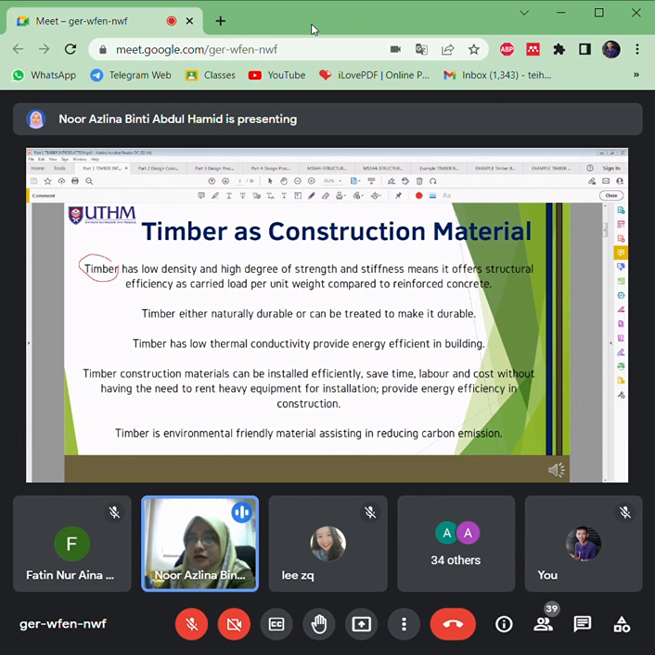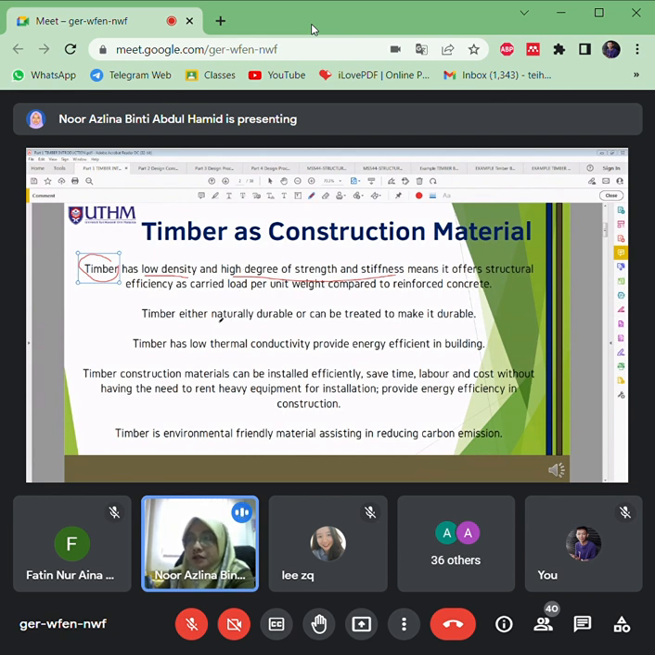If you look at this first slide, this is all about the advantages of using timber as construction material, which is that timber has low density, okay, is lighter compared to the steel, compared to the concrete. At the same time, it has high strength and also stiffness, okay. Means of this low density, high strength and high stiffness here offers a structural efficiency, okay, as a construction material compared to the concrete.